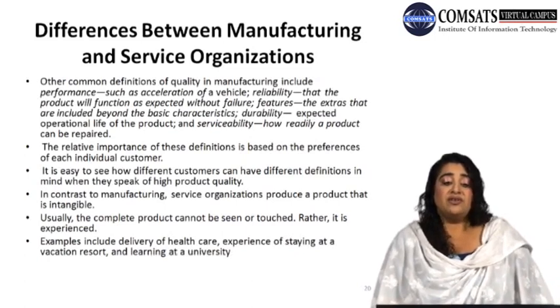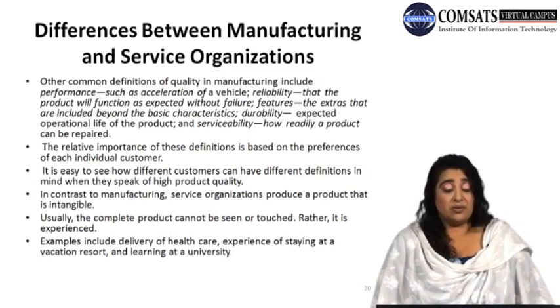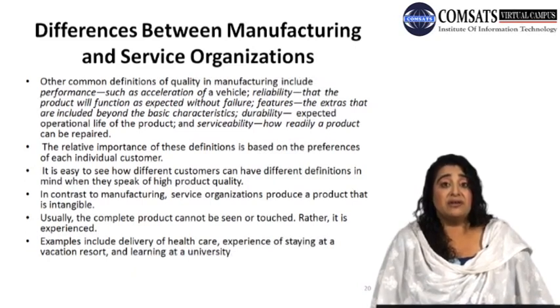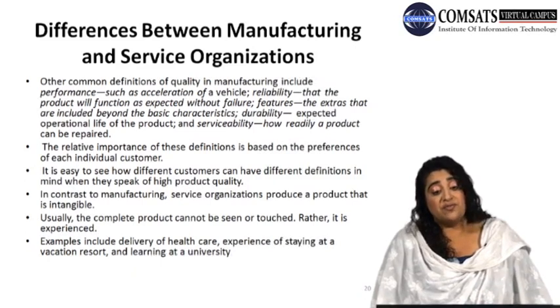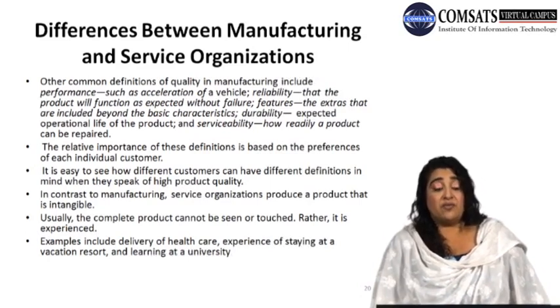Now, other common definitions of quality in manufacturing would include performance. ठीक है, conformance तो एक आ गई, फिर उसके बाद performance है, such as acceleration of a vehicle. ठीक है, reliability, that the product will function as expected without failure. So, अगर हम देखें तो सिर्फ conformance के अलावा हमारी performance भी हम देखते हैं manufacturing में. ठीक है, कि quality अगर हमने manufacturing में judge करनी है.